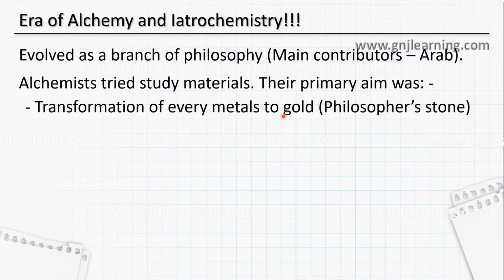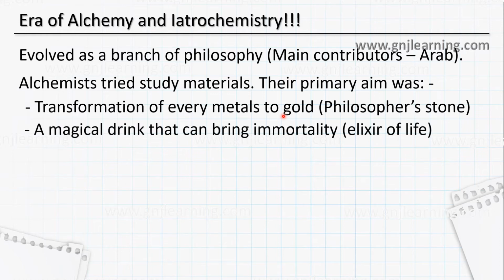Kings' and kingdoms' richness was always measured in terms of the gold that they possessed. The more gold, the richer you are. So these kings and kingdoms were forcing philosophers to find something new, which is called the philosopher's stone, that can turn every metal into gold.